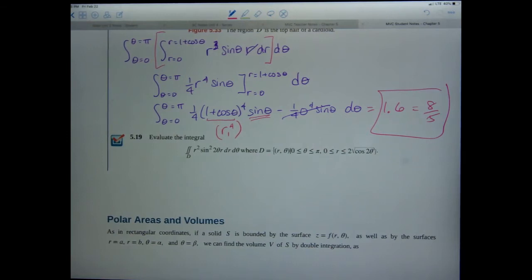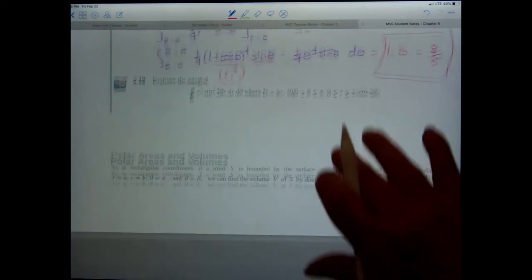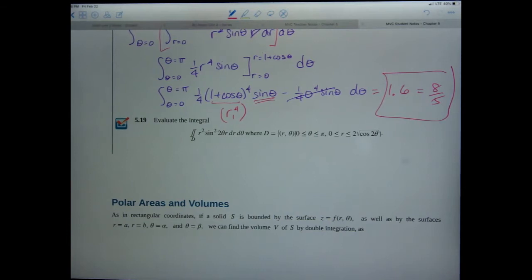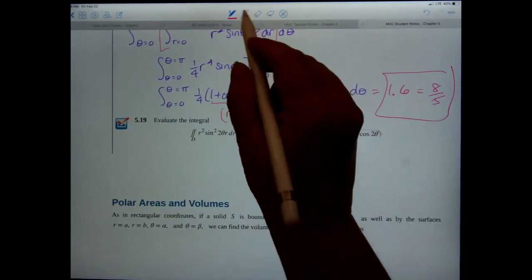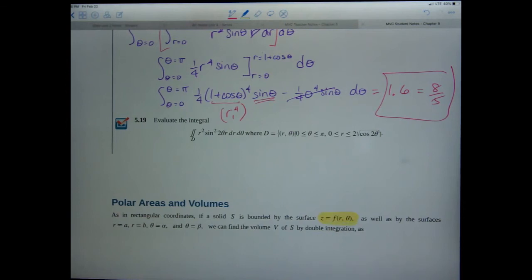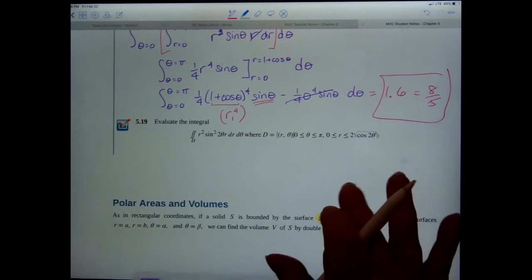The next one is pretty much the same thing. We're going to skip it. Now let's go on to polar area and volumes. We haven't really talked much about this yet, but notice that we're now defining the upper curve that's hanging in the sky as z equals f of r, theta. We're doing 3 variables. Well, we have been doing 3 variables, but we just haven't called it z yet. So it just looks scary. I'm going to turn the page. Go away. Turn the page. Okay.